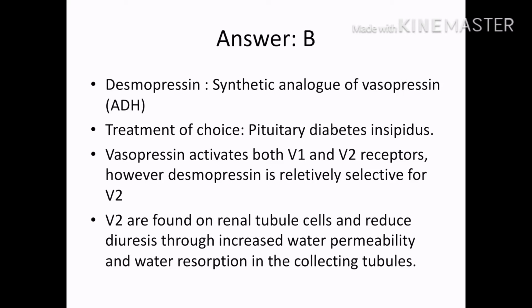Mechanism of action of desmopressin is that it is a V2 receptor agonist. V2 receptors are found on renal tubular cells and reduce the diuresis through increased water permeability and water resorption in the collecting tubules.